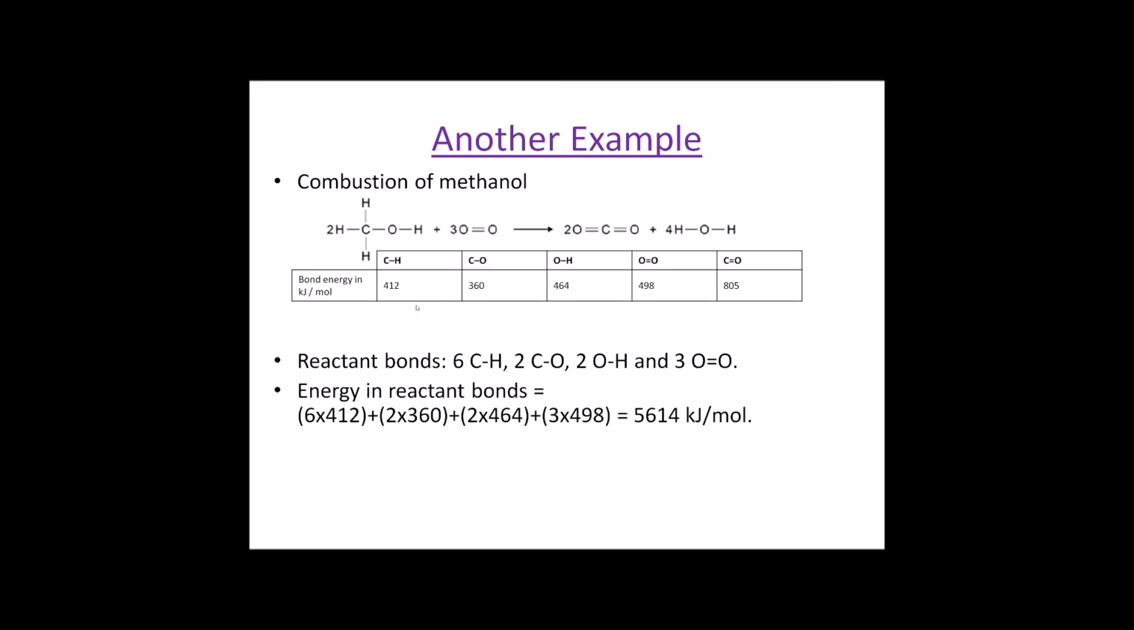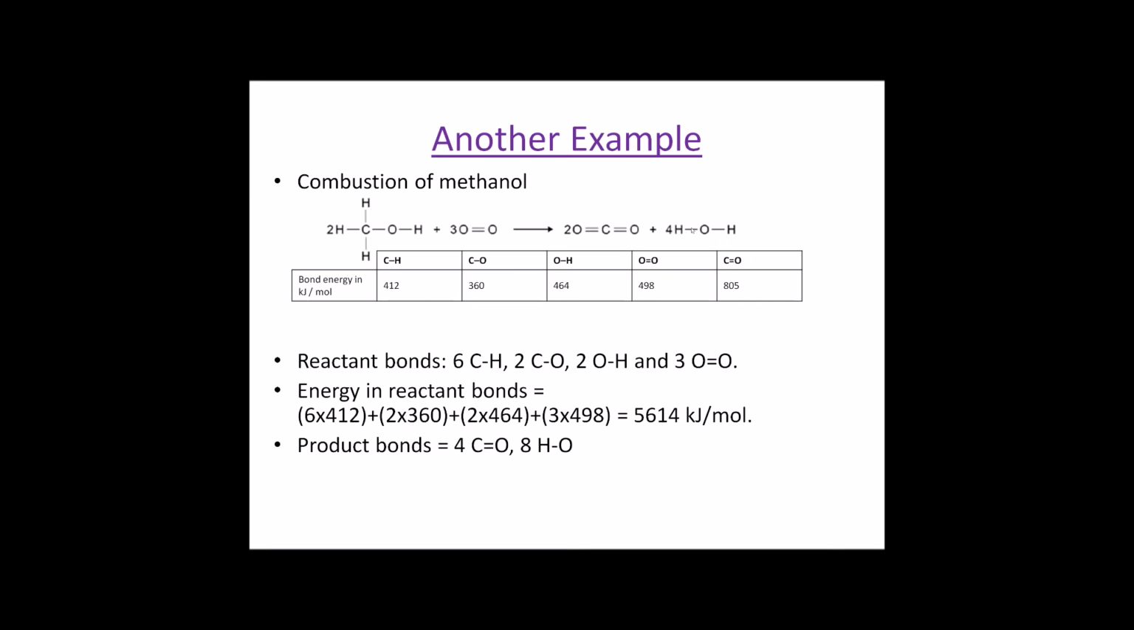We've got 6 times the energy of the CH, so 6 times 412, plus 2 times 360, the energy from the 2 carbon oxygen bonds, plus 2 times 464 for the OH, and plus 3 times 498, the oxygen double bond to the oxygen, gives us a total of 5,614 kilojoules per mole. So now we need to move on and work out what our product bonds are. We've got 2 carbon oxygen double bonds per molecule. We've got 2 molecules, so we've got 4 in total.